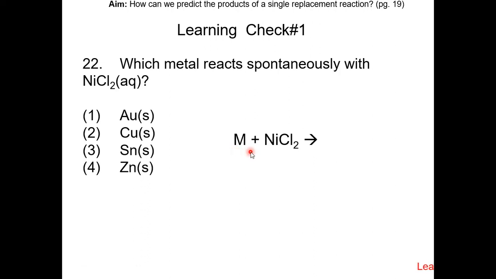The metal has to be more reactive than the nickel. By looking at table J, the metal has to be zinc. The answer is choice 4 because zinc is more active than nickel on table J.